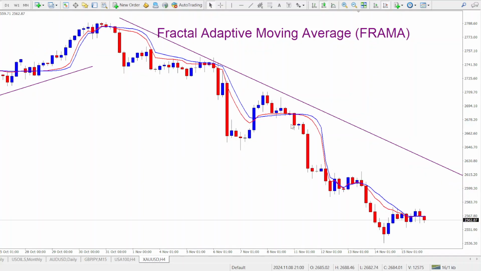Now when you are using this indicator, all you have to do is watch out for crossovers. The indicator gives signals by crossovers. So when you have the red moving average cross below the blue moving average, you automatically have a sell signal.